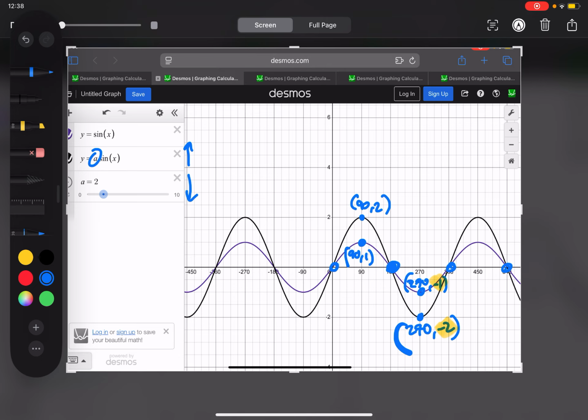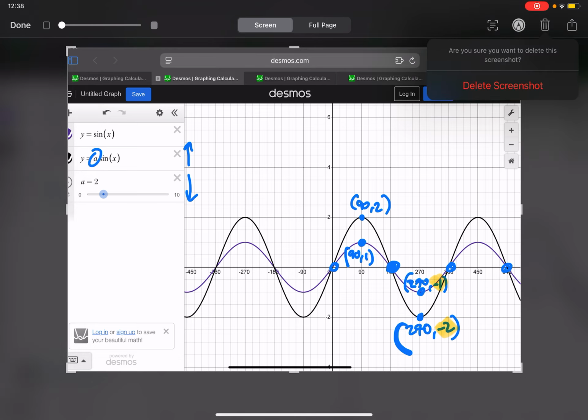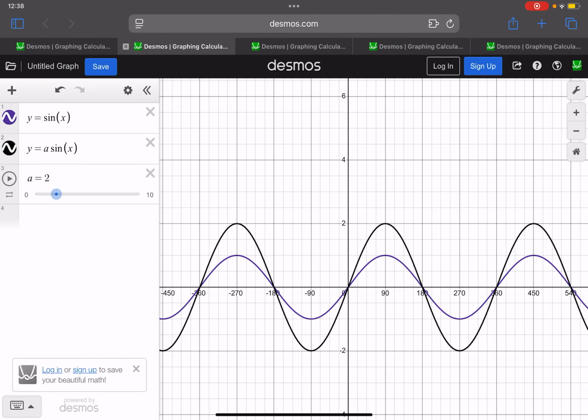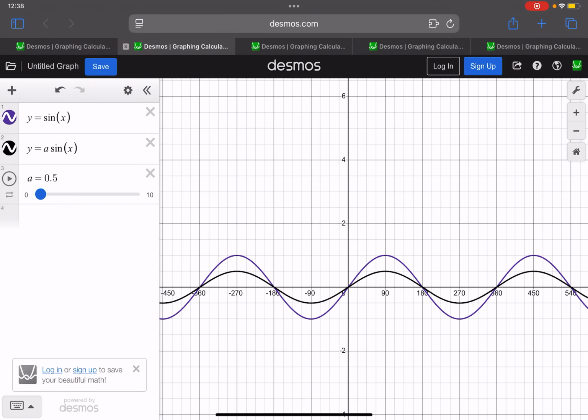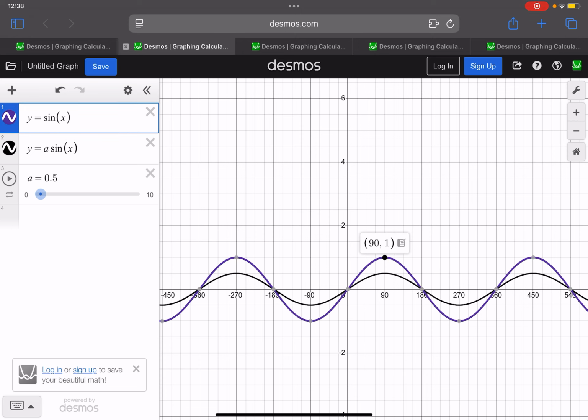What about if a was less than 1? What would happen there? Well, then I'm going to be multiplying by something that's less than 1, so it's going to get smaller. It's going to get more squashed in. Here I've got the scale factor set to 0.5, so we can see that the maximum point here is at 0.5 instead of 1. We've halved the y coordinates here.